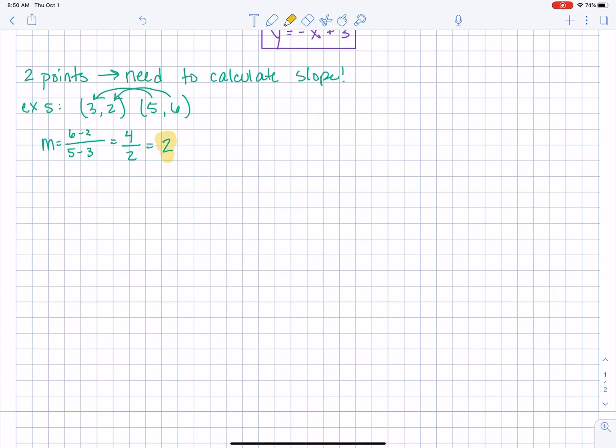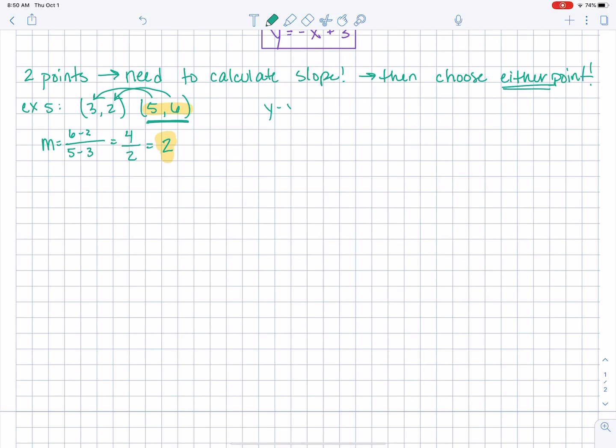Now, I can choose any point that I want. So, calculate slope, I'm going to add a step here. Then, choose either point. It doesn't matter what point you choose, because they're both on the line, so they're both going to work. I'm going to choose this 5, 6. So I'm going to choose 5, 6, and 2. I'll even highlight it for you. There you go.